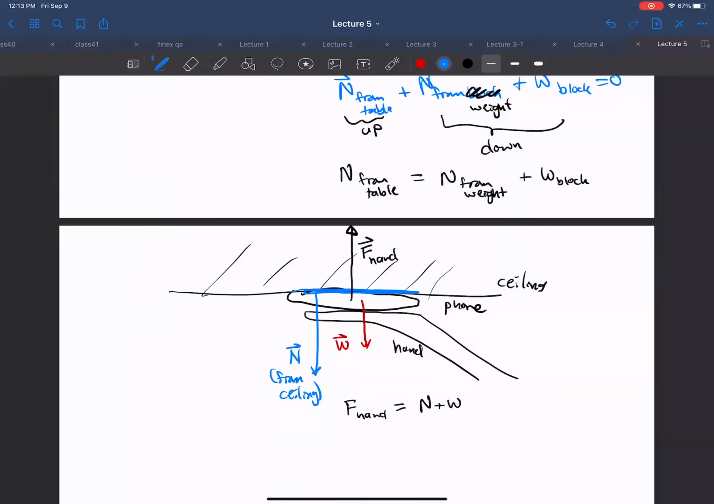So I would say most of the time, and this is just a slight convention, that if we have passive things like floors and ceilings, that's where we usually use the term normal force, whereas active things like hands and fingers, we will use some invented term for that. Great question. Other questions?